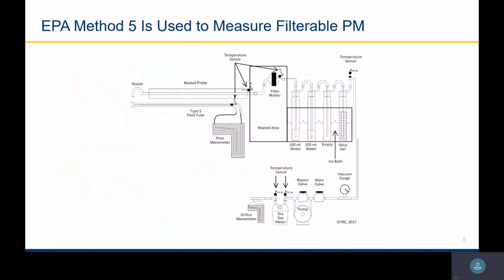So with EPA Method 5, we're looking at filterable, which is what we consider front half particulate matter, just this section right here. This gets rinsed, this gets collected, it all gets gravimetrically weighed. We determine how much particulate we pulled out of the stack. So that would be our regular filterable particulate matter.